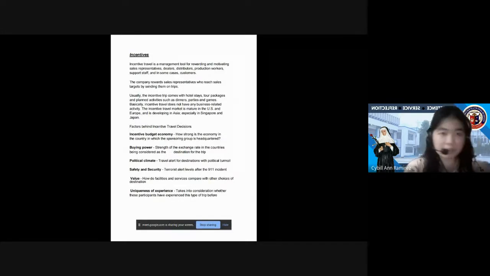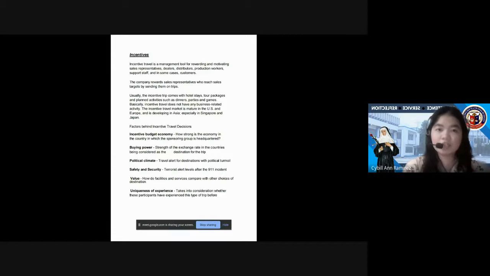Next is incentives. That's the second letter in MICE, no? So, the letter I. Incentive travel is a management tool for rewarding and motivating sales representatives, dealers, distributors, production workers, support staff, and in some cases, customers. So the company rewards sales representatives who reach sales targets by sending them on trips. So they have like an incentive trip, no? All expenses paid na siya.